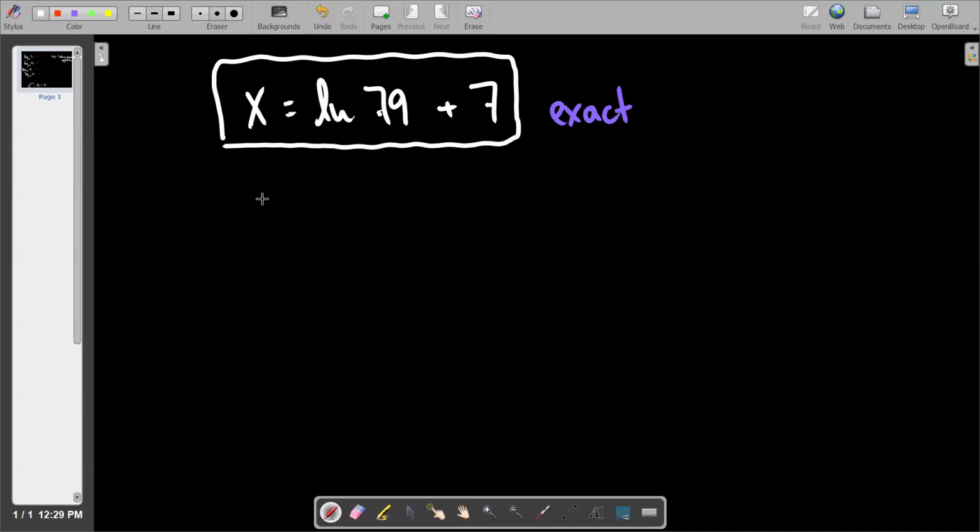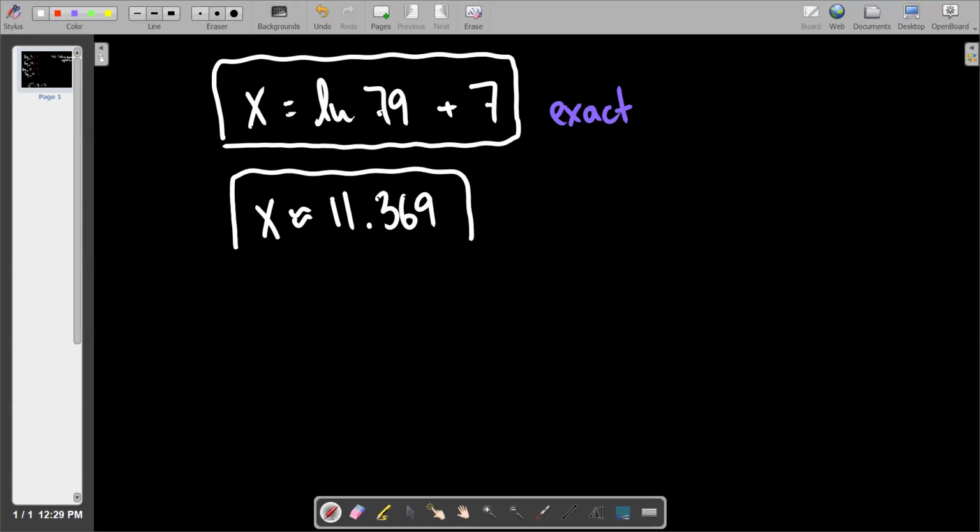Very good. So for our second answer, we changed the equal sign to the squiggly equal sign. Remember, that's when we acknowledge that what we're about to write is not exact. And we say x is approximately equal to 11.369. So those are the 2 answers that I will expect of you. The first one is called exact, and this one is called an approximate.